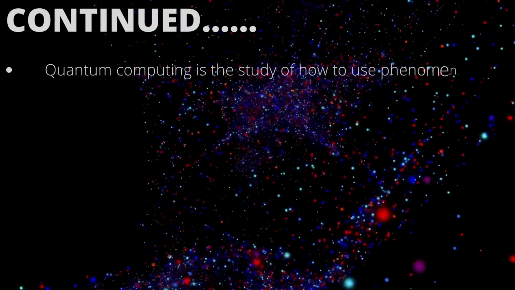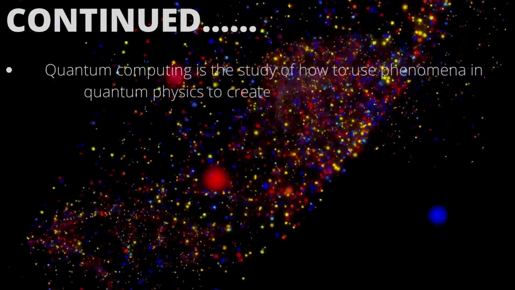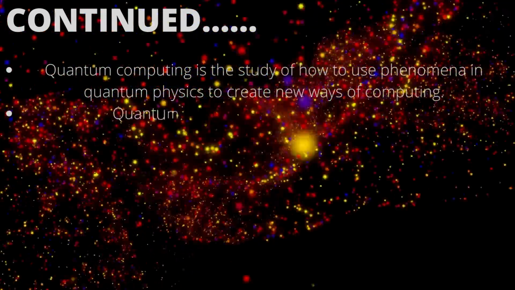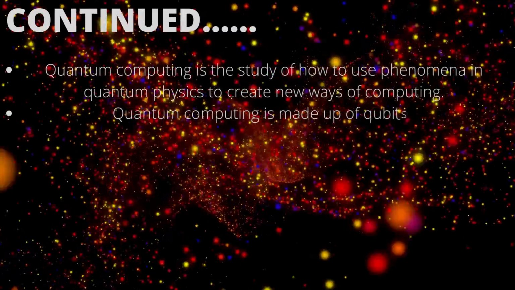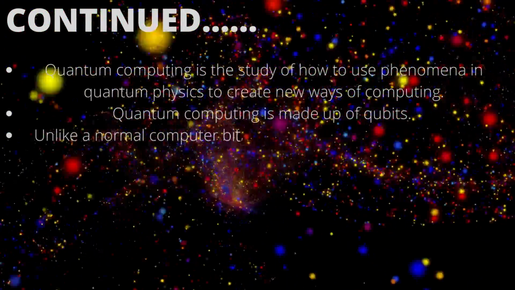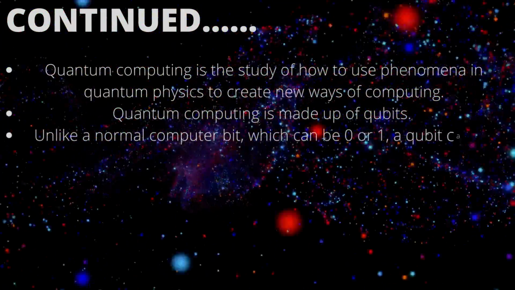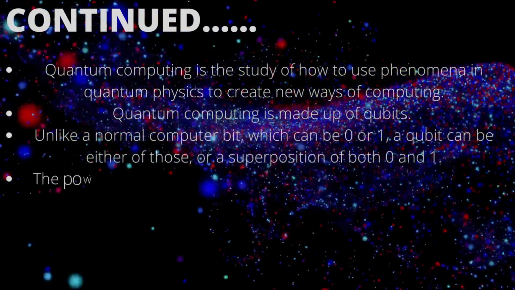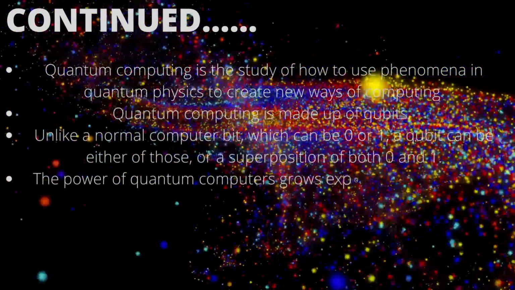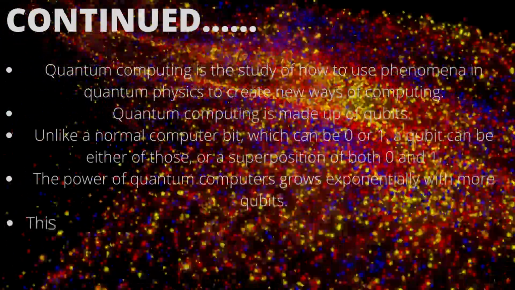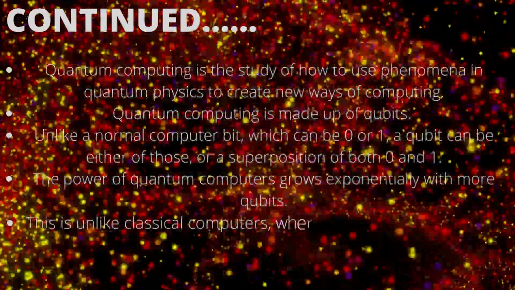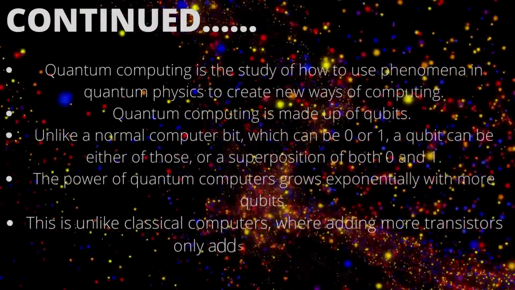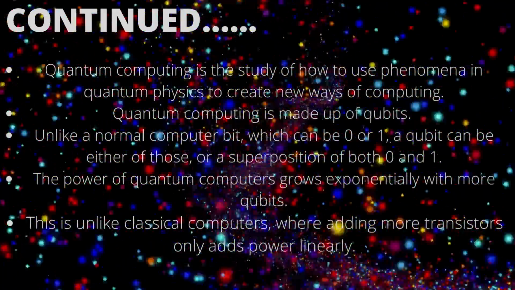Quantum computing is the study of how to use phenomena in quantum physics to create new ways of computing. Quantum computing is made up of qubits. Unlike a normal computer bit, which can be 0 or 1, a qubit can be either of those or a superposition of both 0 and 1. The power of quantum computers grows exponentially with more qubits. This is unlike classical computers, where adding more transistors only adds power linearly.